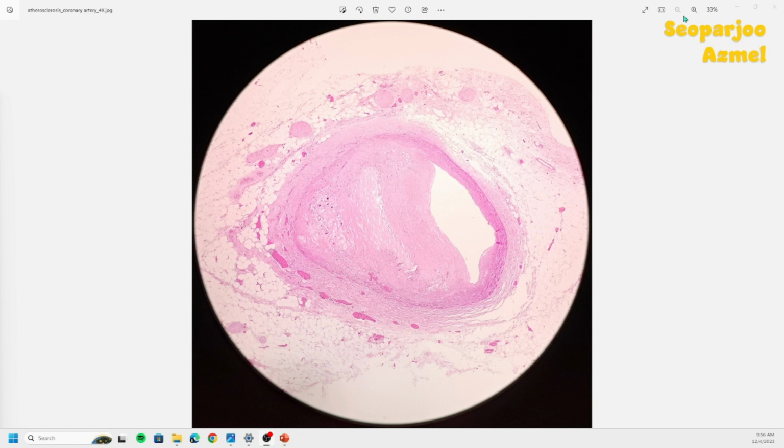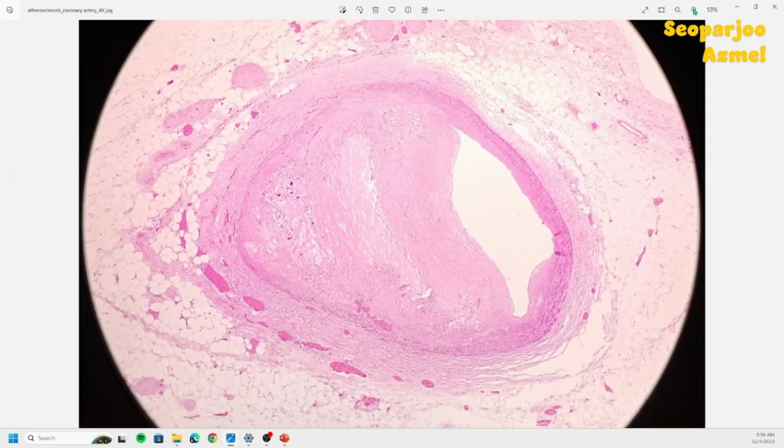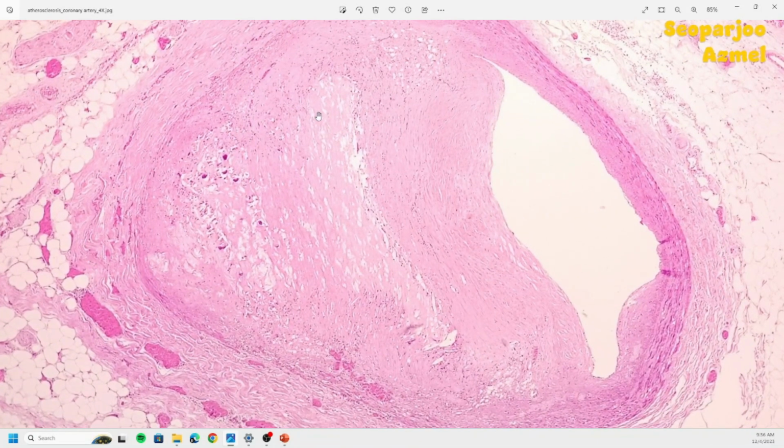You can see if we magnify the image, sorry, it's a little bit blurry. Bear in mind that this is a 4-time magnification that we enlarge, so it's a bit blurry. But despite that, you can demonstrate that this is the fibrous cap of the atherosclerotic plaque. This is the necrotic center, and this is the unaffected blood vessel.